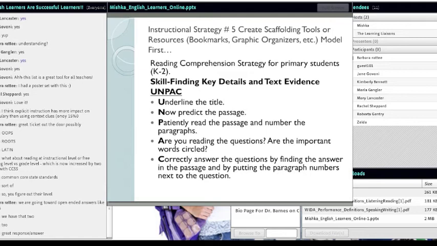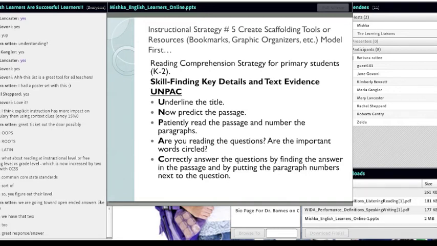All right, so this is a strategy that we use. First you have to model it for them. You underline the title, you predict the passage. When you're predicting the passage, you actually have to write down what your prediction is. And then you read and number the paragraphs, and you allow the students to answer the questions. They also have to read the important words and circle them. And then they have to correctly answer the question by finding the answer in the passage and by putting the paragraph numbers next to the question.